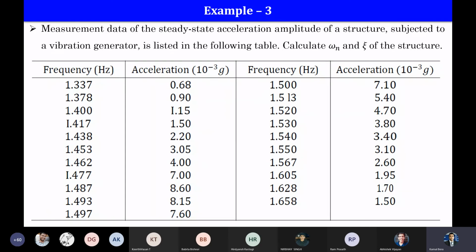So omega n is 1.487 because it is the maximum amplitude at the resonant condition, right? If there is small damping, then it is at resonance, r equal to 1. Otherwise, it is something like 1 over root of 1 minus 2 zeta squared, right? Okay.